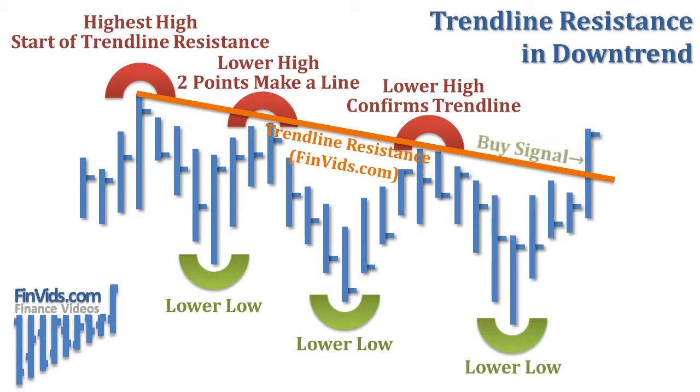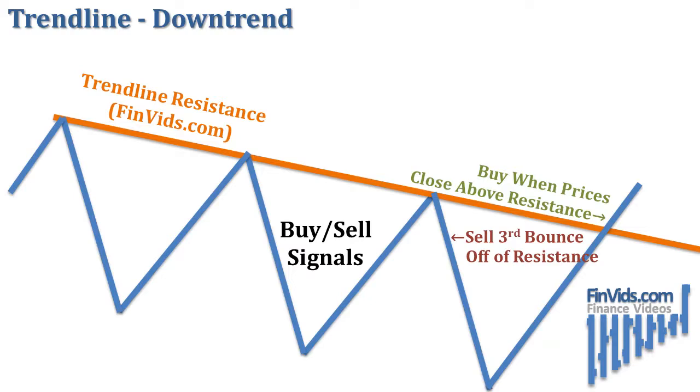Now, when prices break above the trendline resistance area, this triggers a buy, and prices should head higher. The main buy signal is triggered when prices close above resistance. However, some traders suggest selling the third bounce off of resistance.